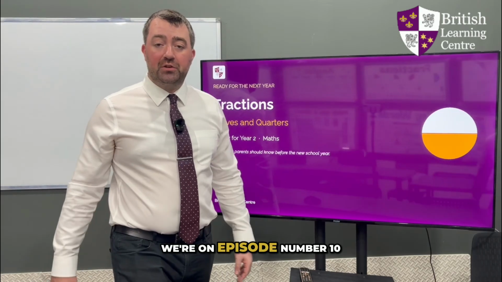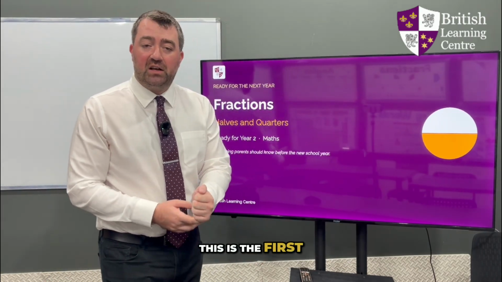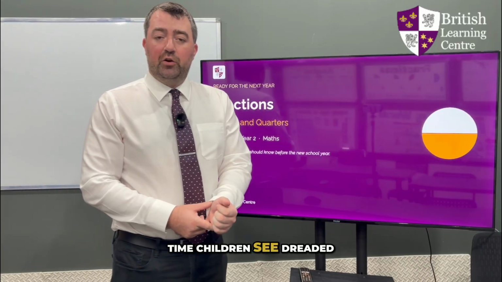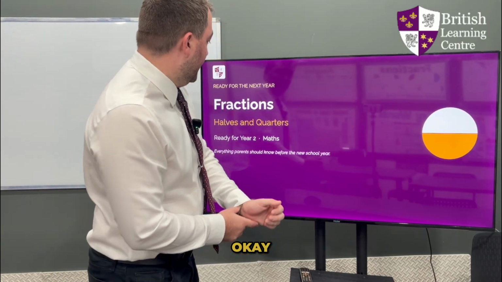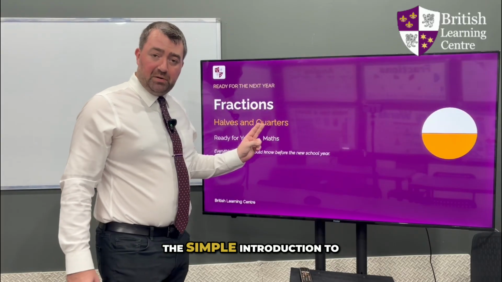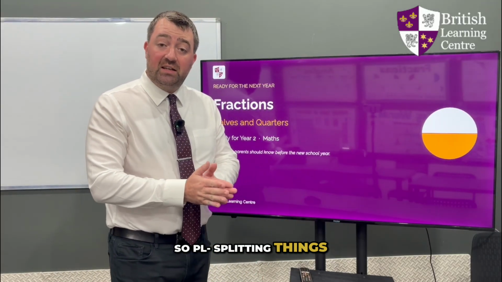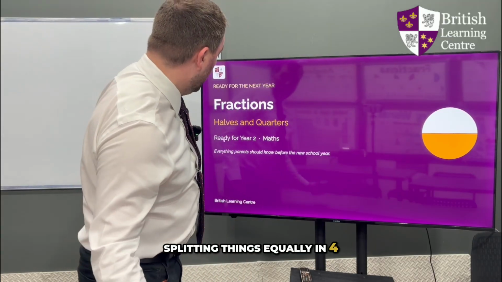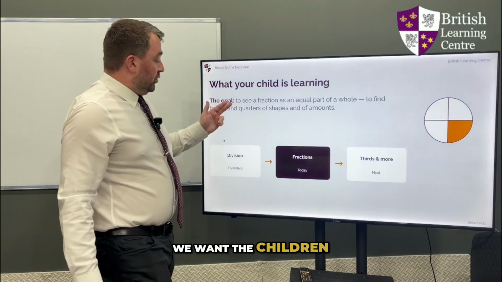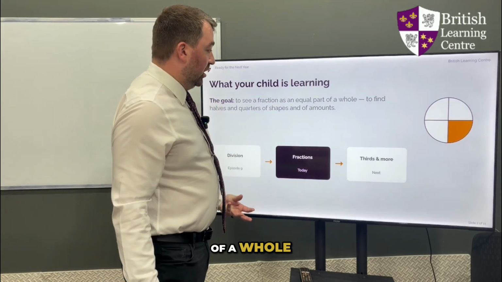We're on episode number 10 and we're getting into fractions. This is the first time children see dreaded fractions in primary school, okay? So the simple introduction to begin with is halves and quarters. So splitting things equally in two or splitting things equally in four, okay? We want the children to see fractions as being the equal parts of a whole, okay?